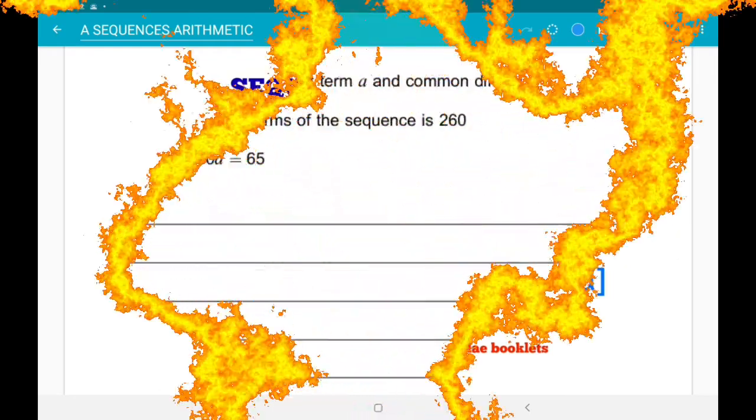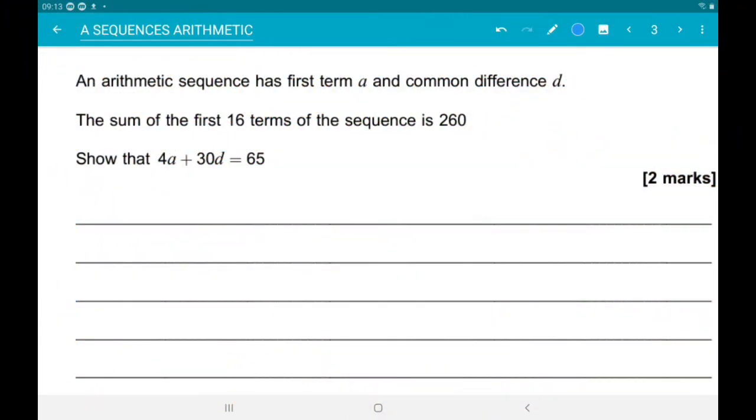Let's go. Alright then, first up, an arithmetic sequence has first term a and common difference d. The sum of the first 16 terms is 260. Part A, show that 4a add 30d is 65.